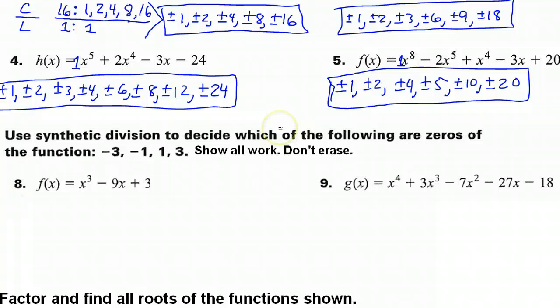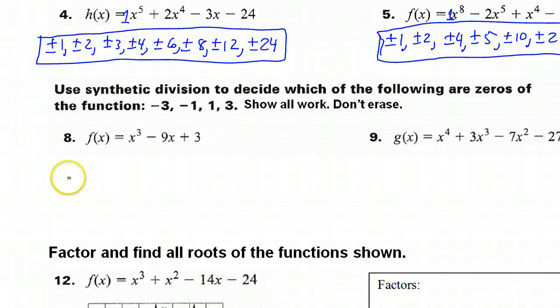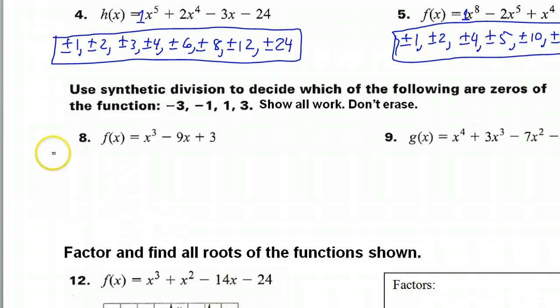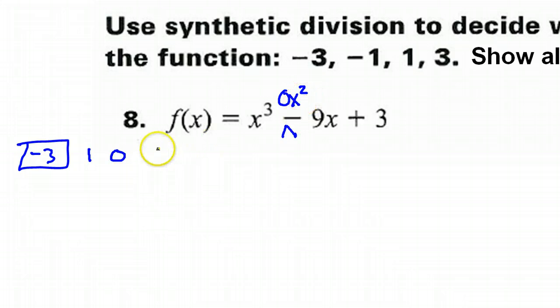Now this next problem is all about using synthetic division to decide if a number is a zero or not. We are going to show all of our work and keep all of our work hanging around. So we're basically going to do synthetic division 4 times, starting with the -3. I think I need to zoom in because I need to write kind of small. So there's my -3. Now be careful. Notice this one has a missing term. It doesn't have an x squared term. So when we do synthetic, we're going to have to include a 0. So this will be 1, 0, -9, and 3 for the coefficients.